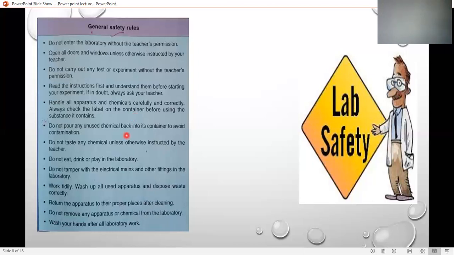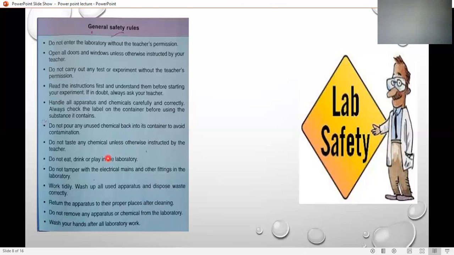Just don't pour any unused chemical back into the container. If you get some chemical in excess quantity, don't put that chemical back into the container you got it from, okay? You can't taste, do not even taste the chemical unless your teacher says to taste, okay?